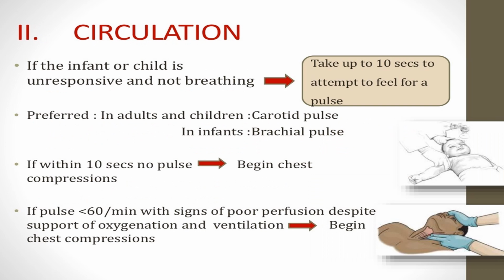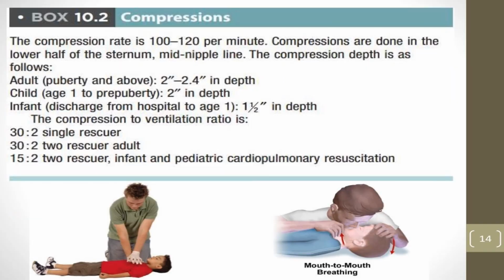Circulation: if the infant or child is unresponsive and not breathing, check the pulse. In adults and children, check the carotid pulse; in infants, the brachial pulse. If within 10 seconds there is no pulse, begin chest compressions. If the pulse is below 60 per minute with signs of poor perfusion despite support of oxygenation and ventilation, begin chest compressions. Take up to 10 seconds to attempt to feel for a pulse.